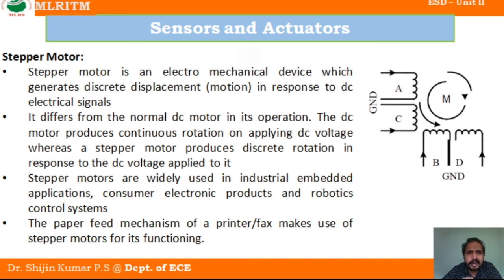It will provide a discrete, step by step motion based on the DC electrical signal we are giving to the stepper motor. So it is different from the DC motor. DC motors, as I told you earlier, provide a continuous motion, continuous operation. But in the case of stepper motor, it will provide a discrete movement, based on the DC voltage that we are giving to the embedded system.